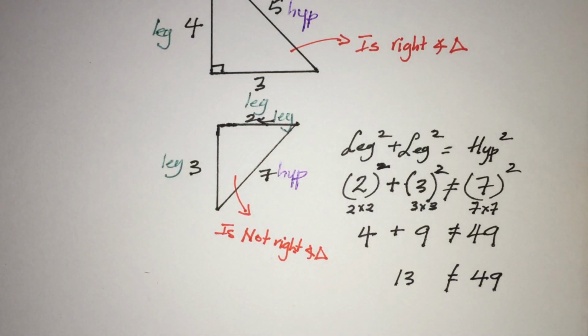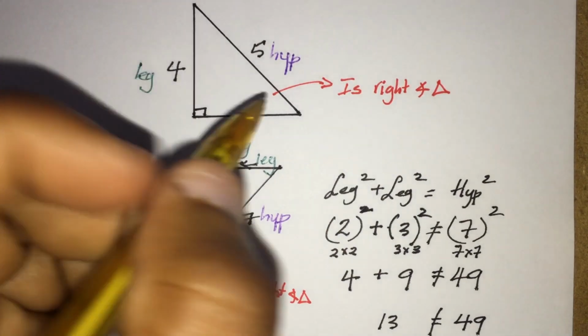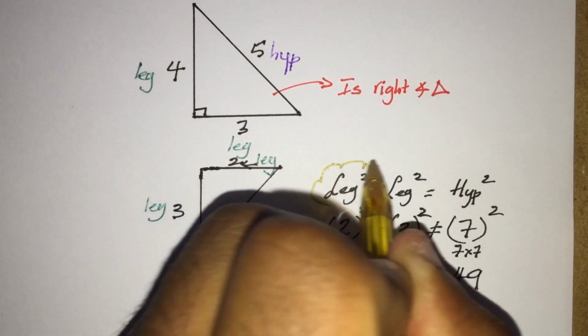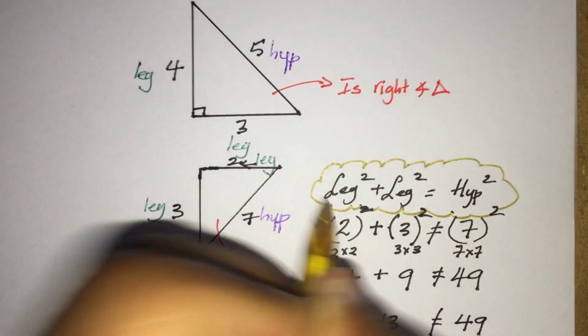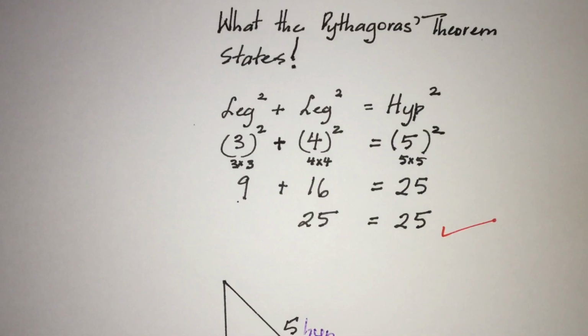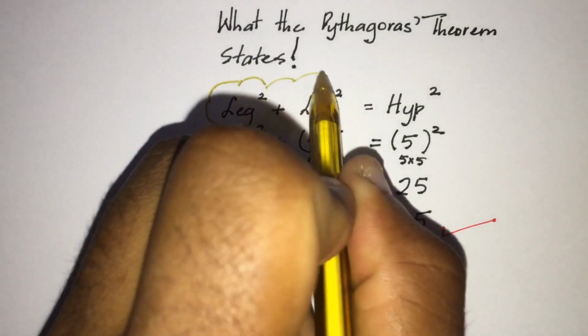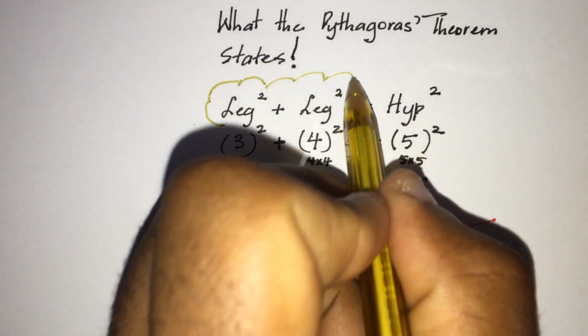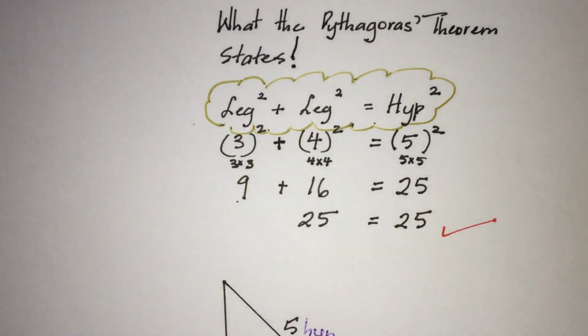And that's how we prove whether our triangle is right angle or not. So if the theorem holds, then it is a right angle triangle. And this is what the theorem says. The sum of the squares of the legs should be equal to the square on the hypotenuse. In other words, leg squared plus leg squared should be equal to the hypotenuse squared. And that's that.